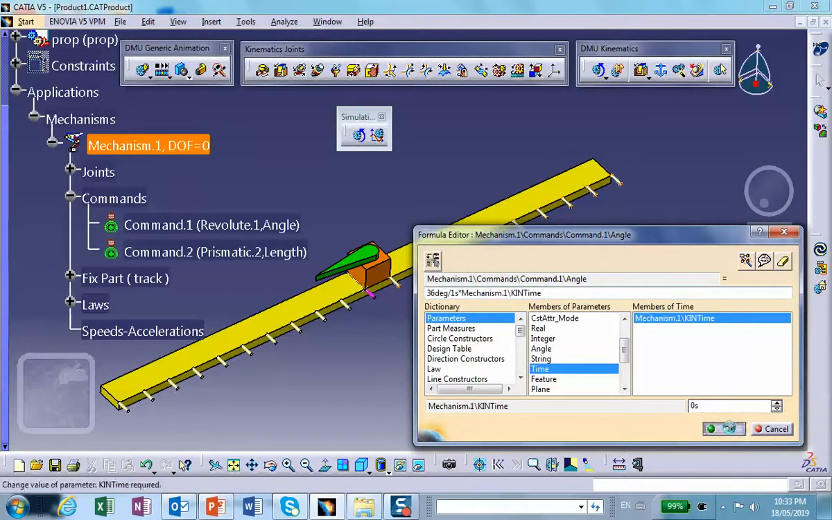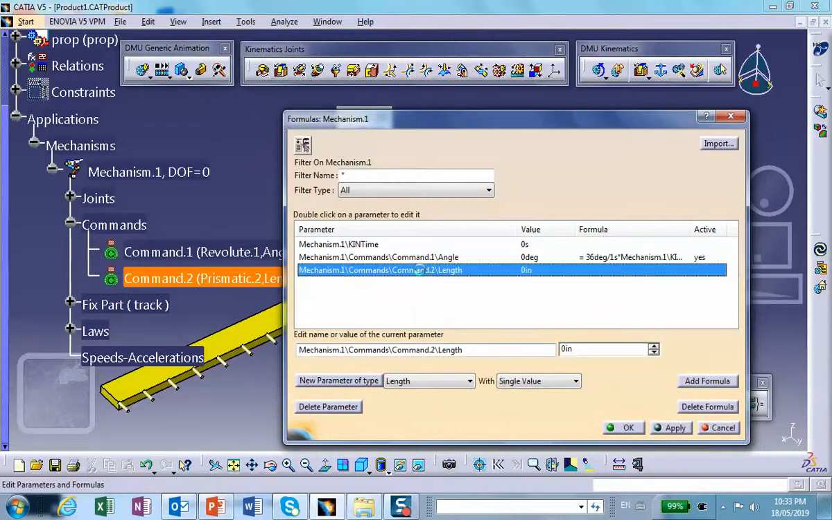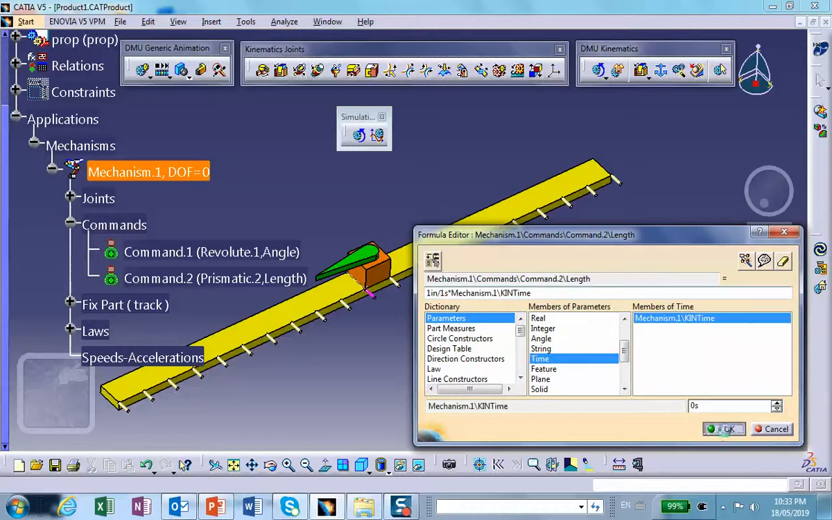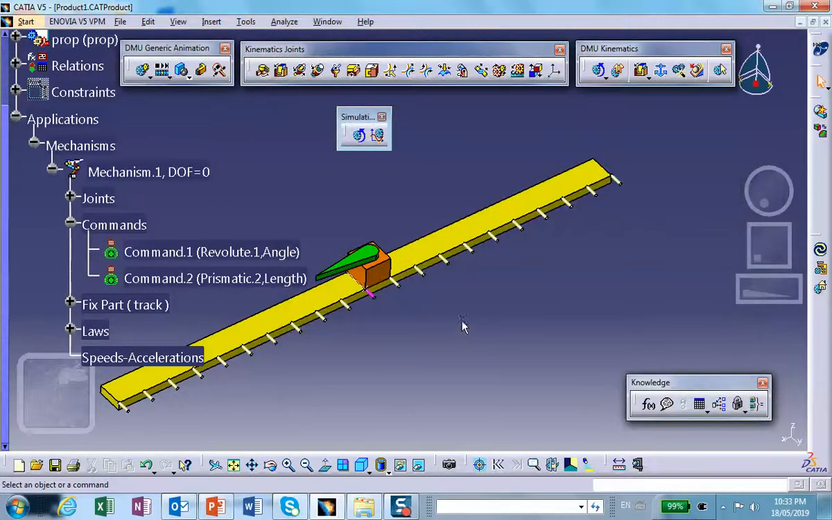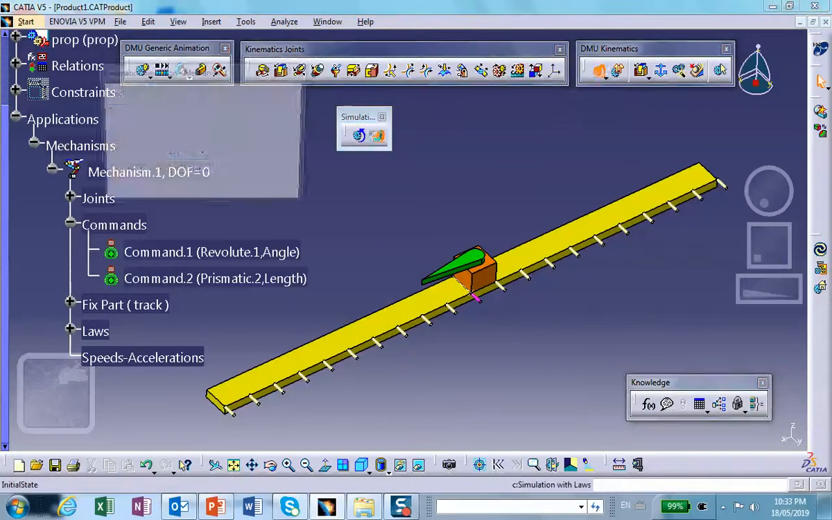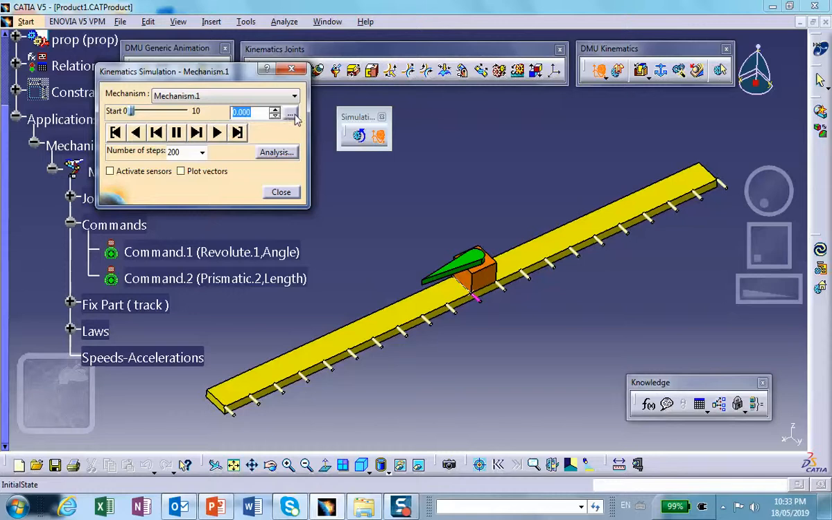Okay, and then I do one for the block. So add a formula. Let's say it's 1 inch per second: 1 inch divided by 1 second times time. Okay, and let's do it over a 10 second interval. So simulation with laws, and 10 seconds, and we play it.